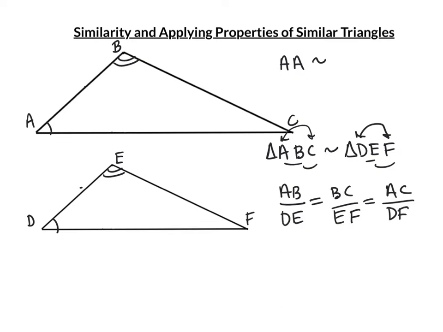Take a look at the two triangles and look at the sides. AB is to DE as BC is to EF as AC is to DF.